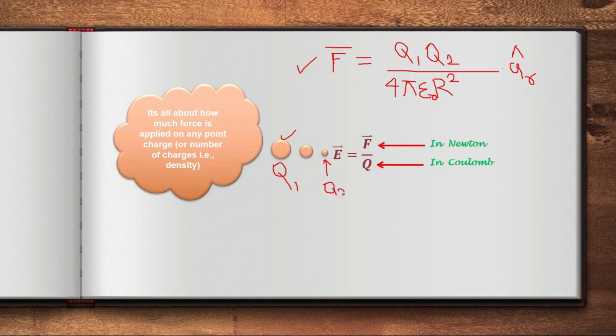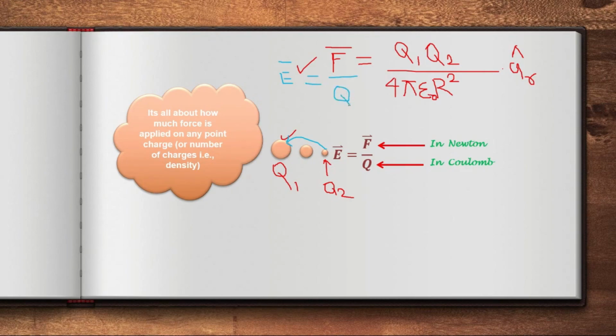Now if I want to calculate how much force this small charge is applying on this Q1, I can find that force by using this formula. But if I want to calculate the electric field intensity applied from Q2 to Q1, then the formula is force per charge. So if we consider this formula and want to modify it for electric field intensity, we have to take it as force per charge.